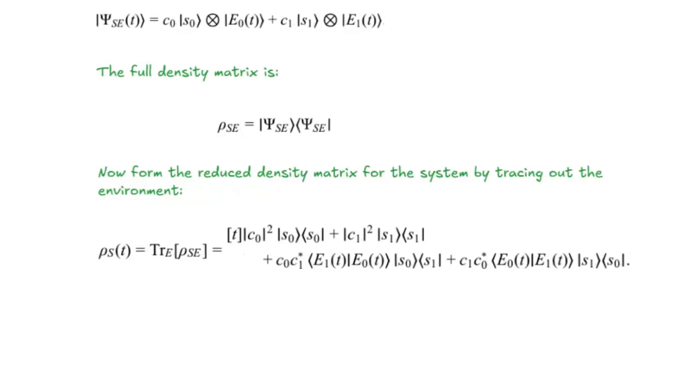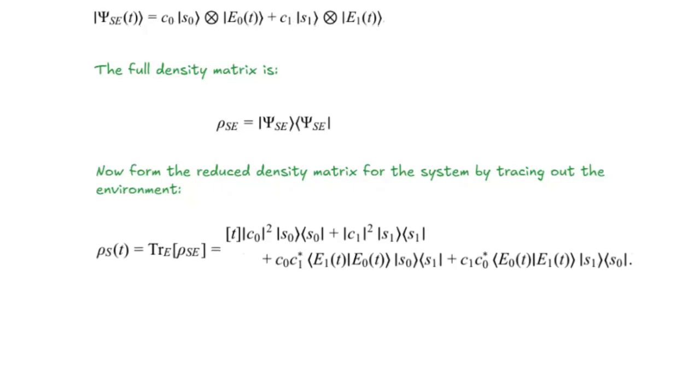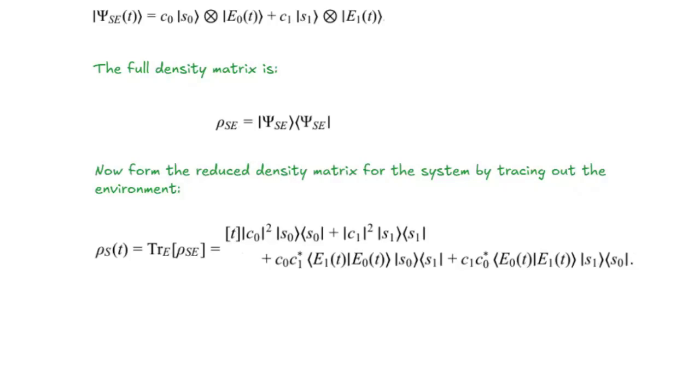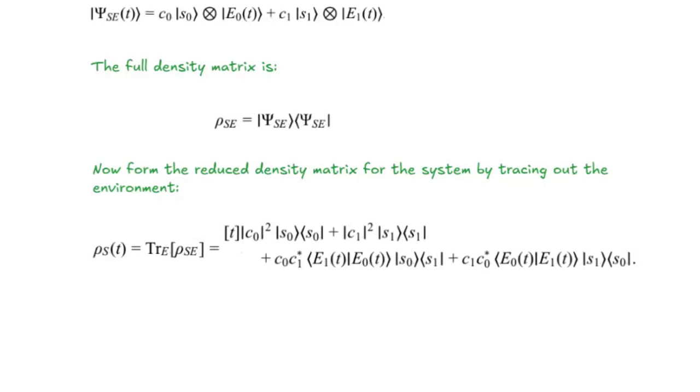If the environment changes in such a way that those two environment states become very different, their overlap becomes smaller. That means the connection between the two system states fades away, a process called decoherence. So, in plain terms, the reduced density matrix for the system shows both the probabilities of the system being in each state and how much those states remain quantum mechanically linked.